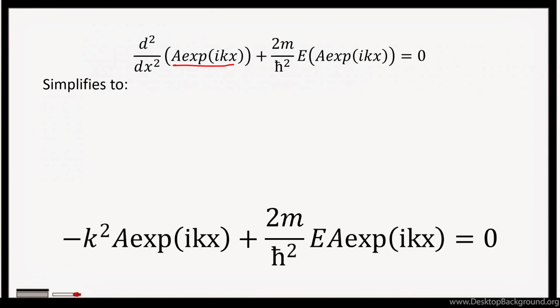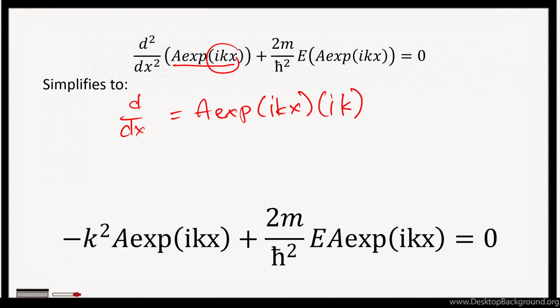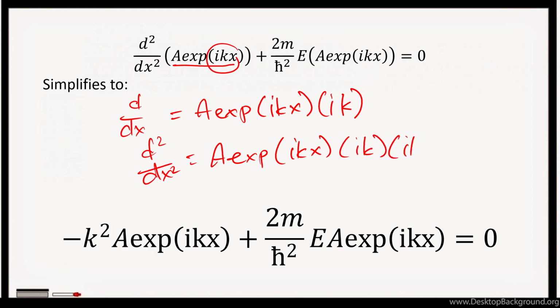So etong A exponential I kx natin, yung first derivative niyan, d over dx of this one, this will be equal to A exponential of I kx. Then, yung derivative niya sa loob, derivative of something times x is just equal to I k. So, derivative of I kx is just equal to I k. Ito yung chain rule natin, or yan yata yung tawag. And d squared dx squared is equal to A exponential of I kx I k I k.